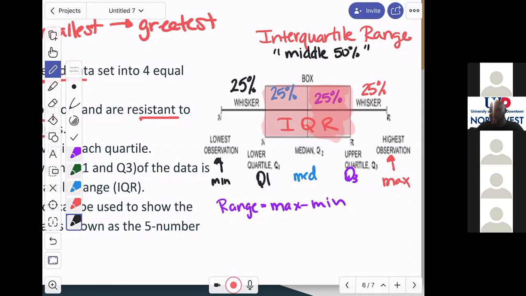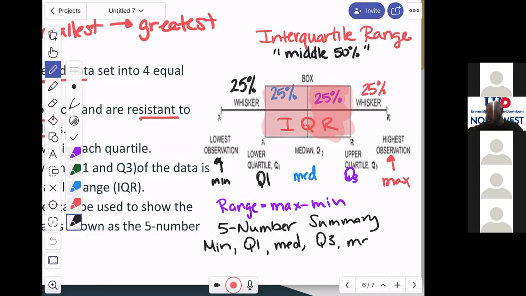So the IQR tells you how spread out the data is. It's a nice measure because it gives you the middle 50%. The tighter it is together, the more compact your data is, and the closer your data is to a value. And this is what we show in a box plot. This box plot gives us what's known as the 5-number summary, which is made up of the min, Q1, median, Q3, and the max, in that order. That's why we call it the 5-number summary.